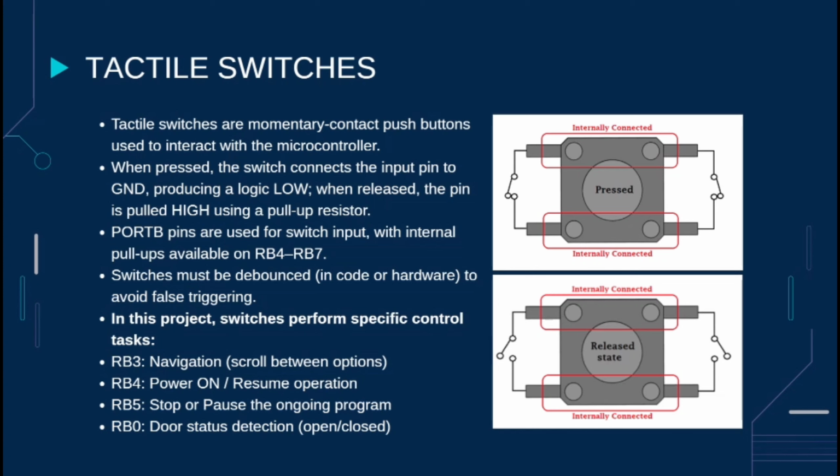That is, RB3 is used for navigation. Short press is used to scroll, while long press is used to select options. RB4 is used to power on or resume operation. RB5 is used to stop or pause the ongoing program, and RB0 is used for indicating whether the door is open or closed.